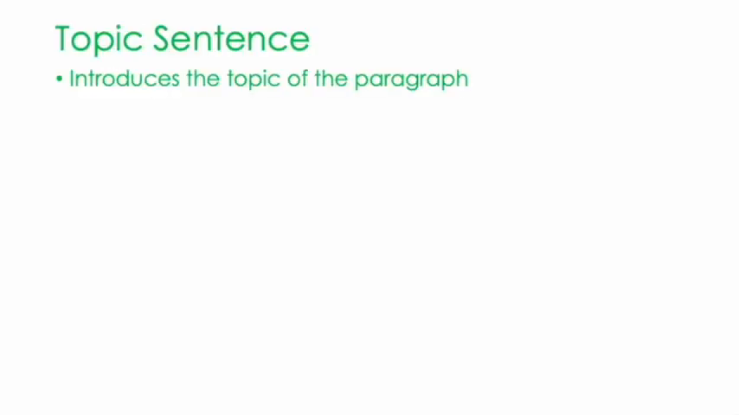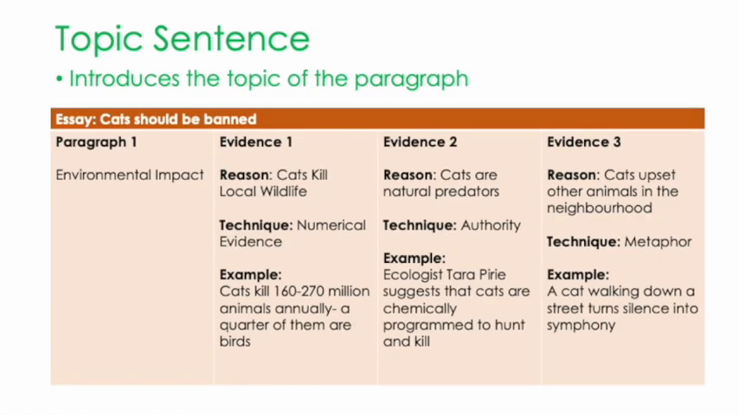The purpose of the topic sentence is to introduce the topic of the paragraph. In preparation for writing your essay, you should have created an essay plan. This is an example of a paragraph plan that would have been in the planning template. On the far side of my plan, I can see what the topic of my paragraph is going to be. In this case, it's environmental impact. The goal of my topic sentence is to tell the reader that this paragraph is going to be about environmental impact.